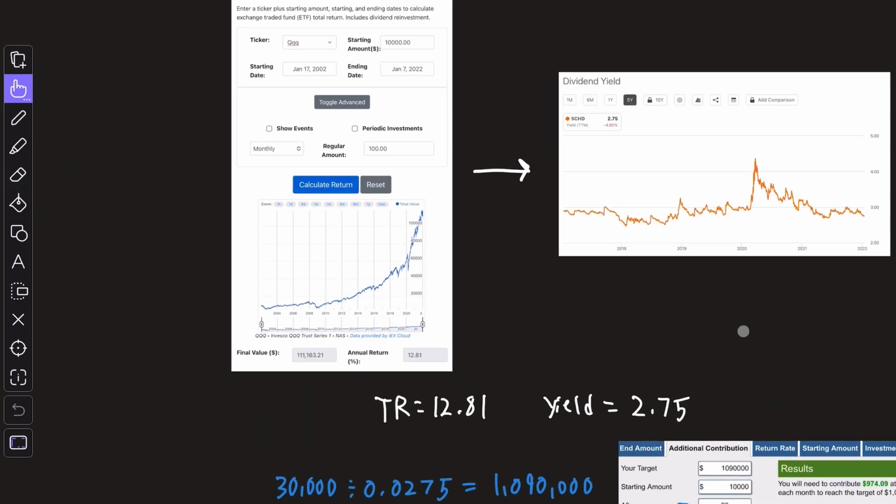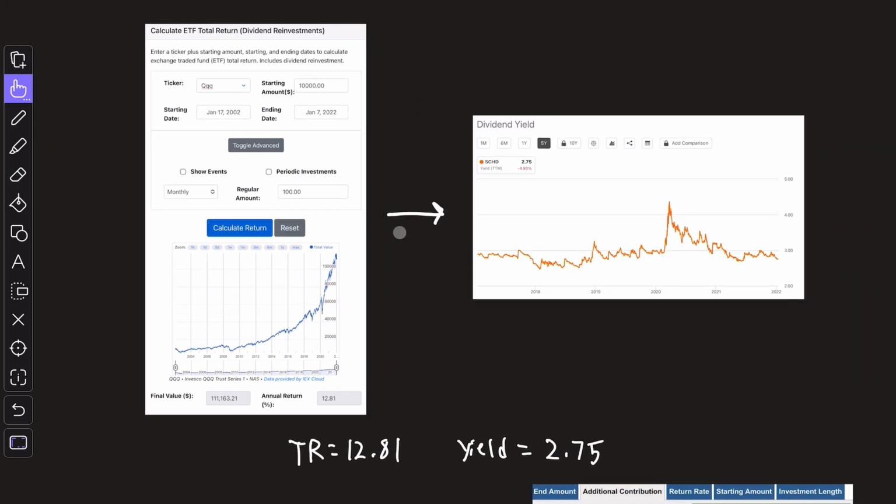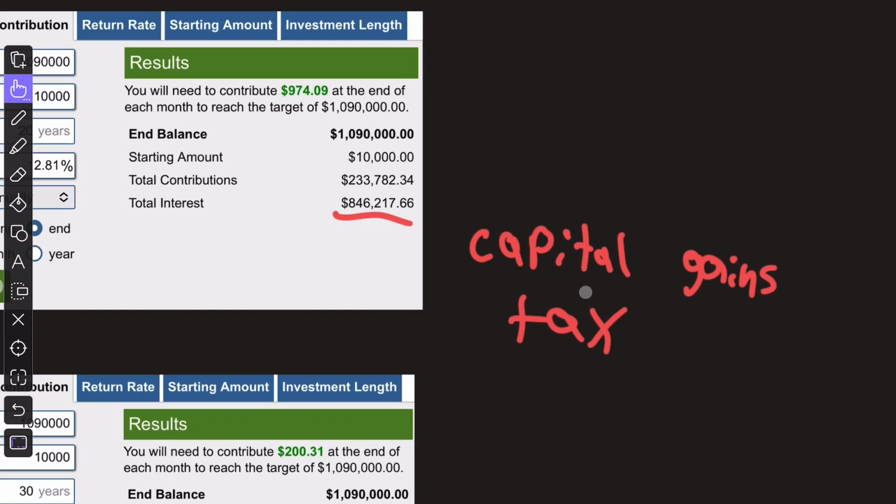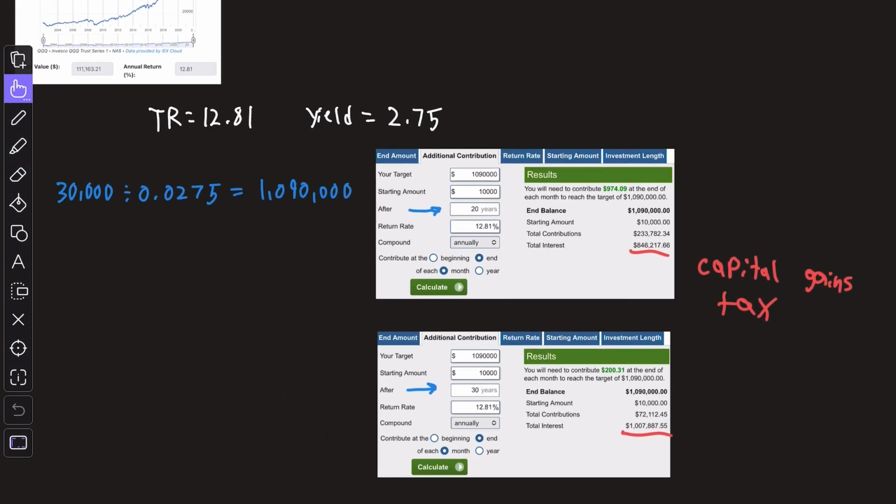Now, an important caveat here is that there's going to be a tax event as we sell the growth ETF and buy the dividend ETF. So we can see here that the total interest, or just capital growth, is going to be $846,000, and we have to pay a capital gains tax on that, usually of around 15%. So it's definitely something to keep in mind with this approach.